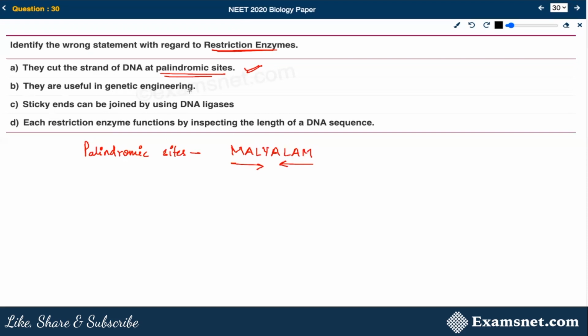So they are useful in genetic engineering. Again, this is also a correct statement, because of their usefulness in the cutting process. Since I told you that restriction enzymes are those enzymes which cut the DNA at specific sites, they cut DNA at specific positions.